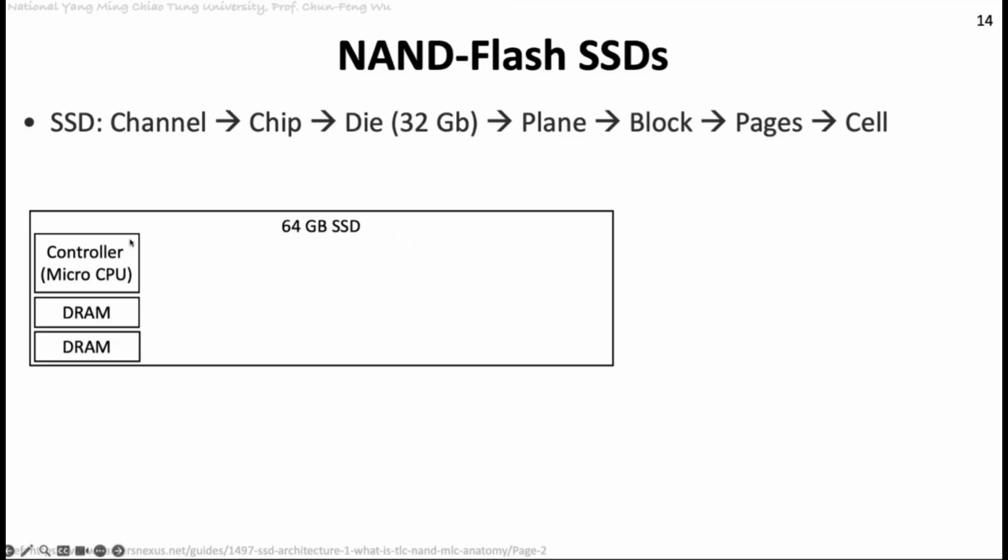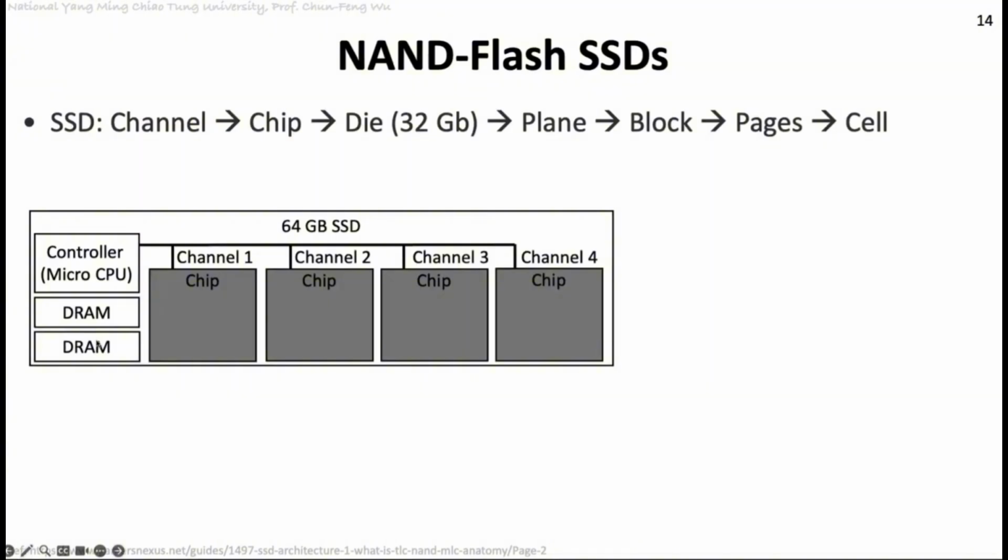The controller you can think of as a micro CPU, and there is also some DRAM here. Usually the capacity of the DRAM is not too tiny. What I mean is, if you are using, for example, a 1 terabyte SSD, the DRAM should be at least 1 gigabyte. If you have a larger SSD, then the DRAM should be larger.